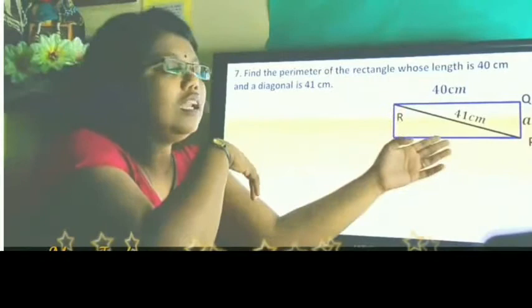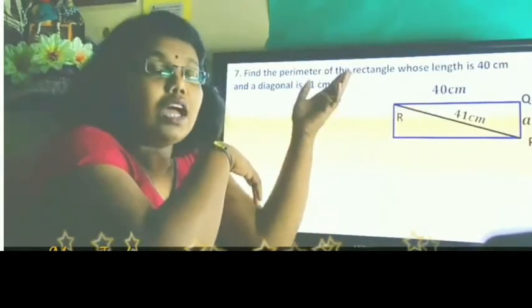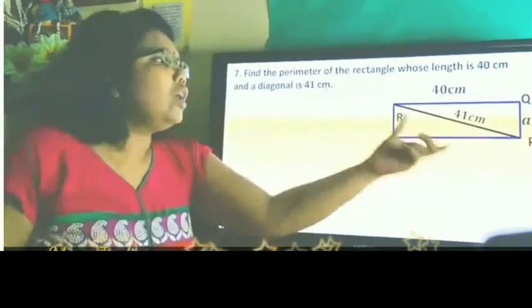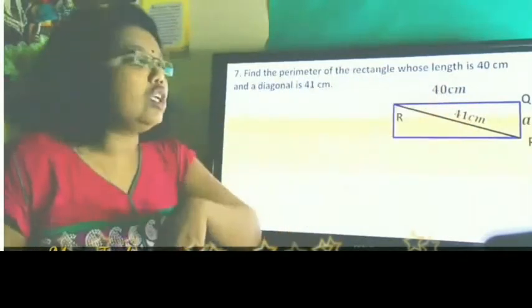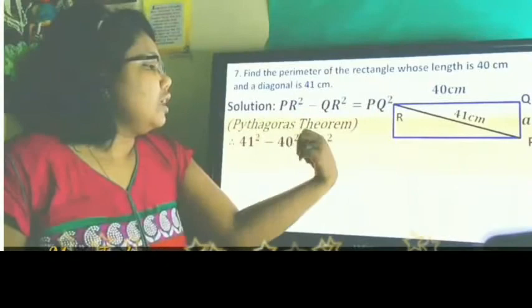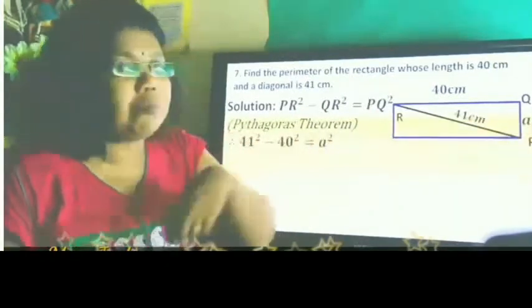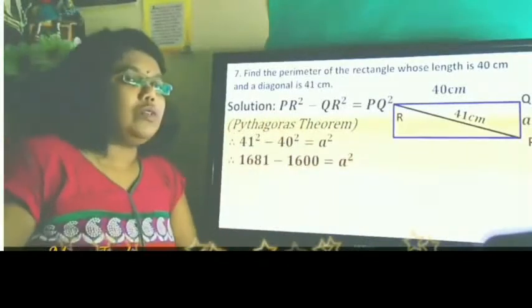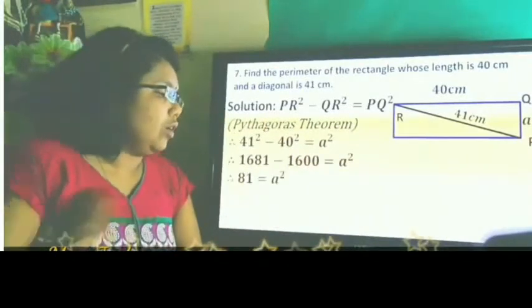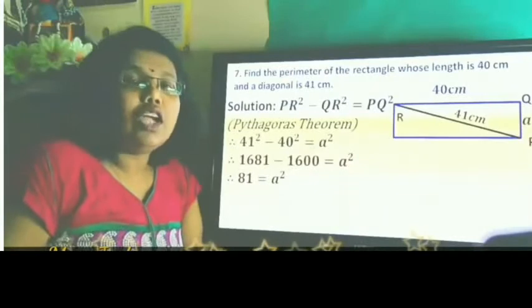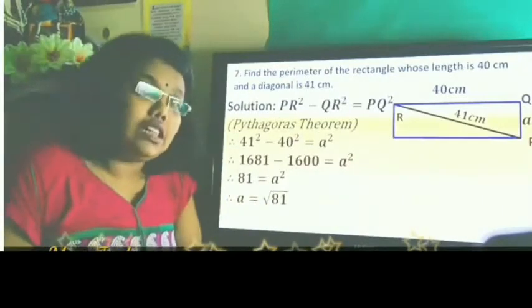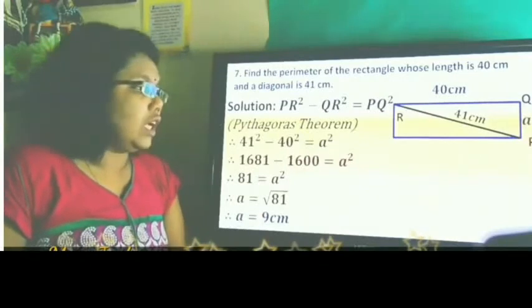So this diagonal is nothing but hypotenuse. And we have hypotenuse and we have one side. We need to find the other side. To do that, what do we do? 41 square minus 40 square gives you this side A. So 1681 minus 1600 gives you 81. Now 81 is A square. Now 81 being A square, we know square root of 81 is 9. That is why A is 9.